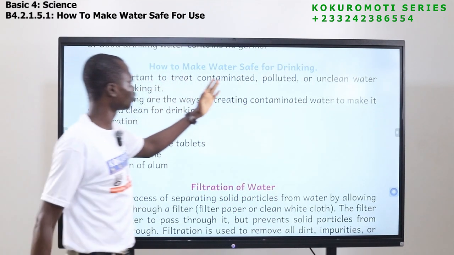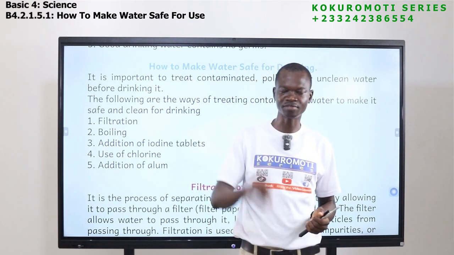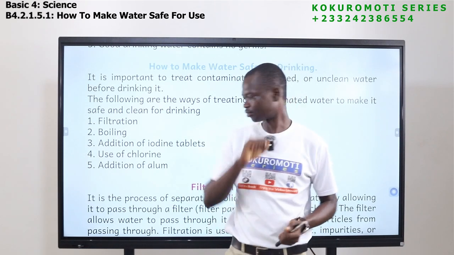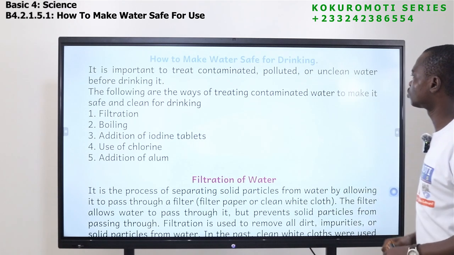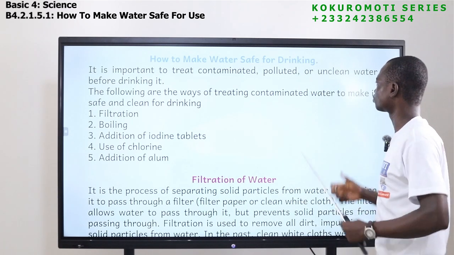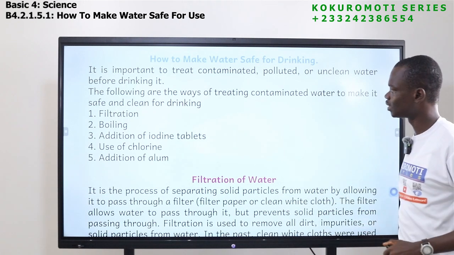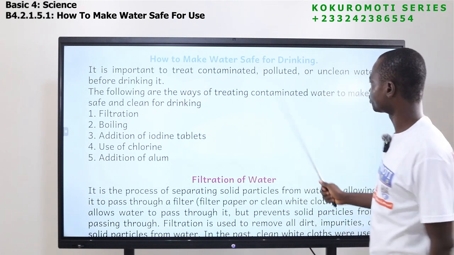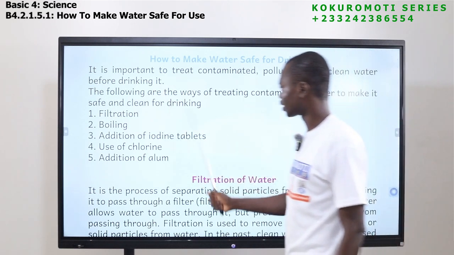Now, how to make water safe for drinking? So we are going to look at how to make water safe for drinking. Okay. It is important to treat contaminated, polluted or unclean water before drinking it. The following are the ways of treating contaminated water to make it safe and clean for drinking.